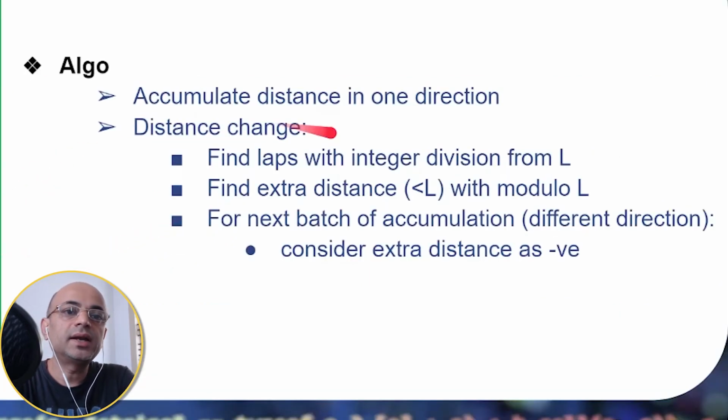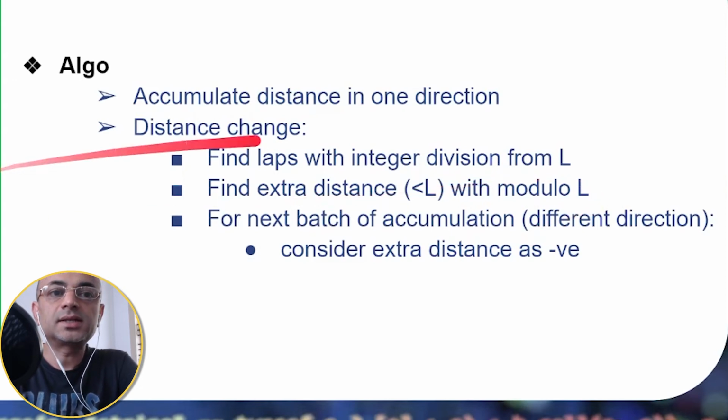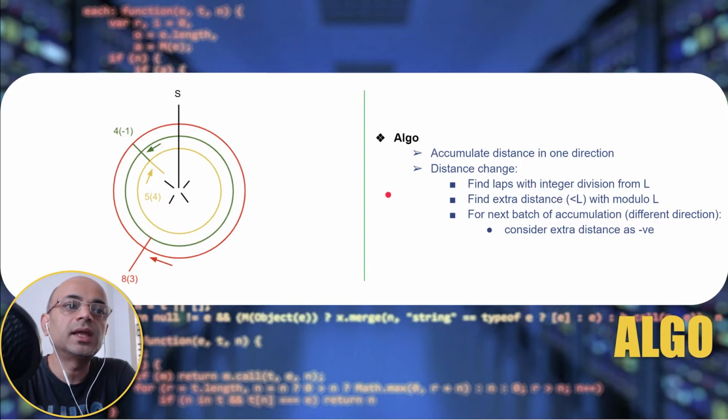And while calculating the number of laps from the accumulated distance, we can use the integer division by L to get it, and the extra distance we can get from the modulo L of the accumulated distance. And for the next batch of accumulation, since the direction changes, we will consider the previous remaining extra distance in a negative way, because we need to go back to the starting point in the different direction to reach 0. And this will take care of any alternating directional changes without reaching the starting point.